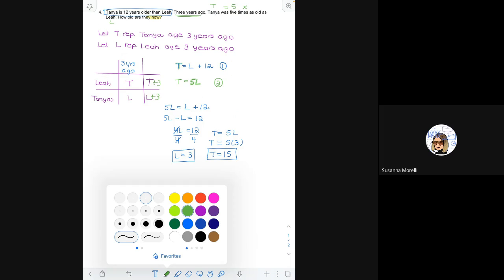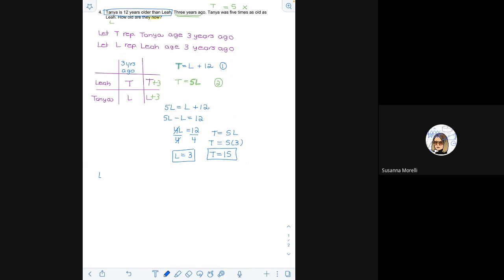So therefore, Leah is 3 plus 3. So Leah is 6 years old. And Tanya is 15 plus 3. So Tanya's 18 years old.